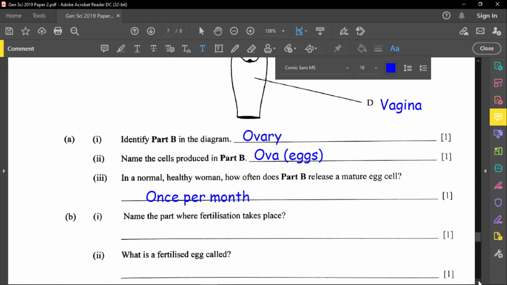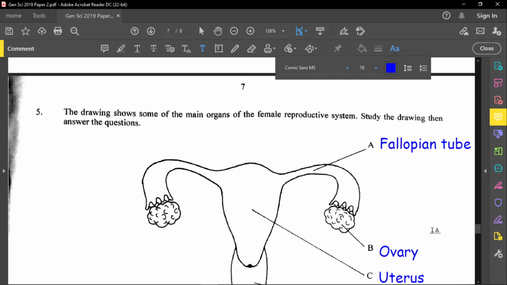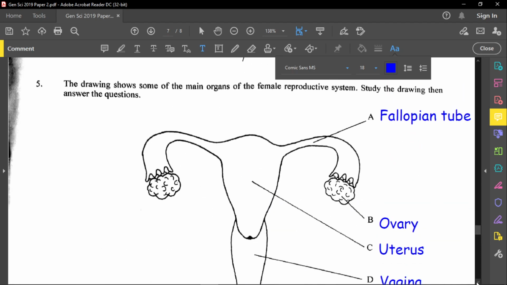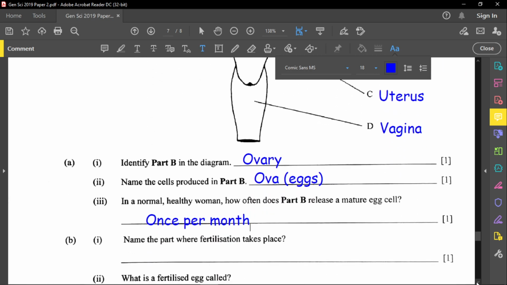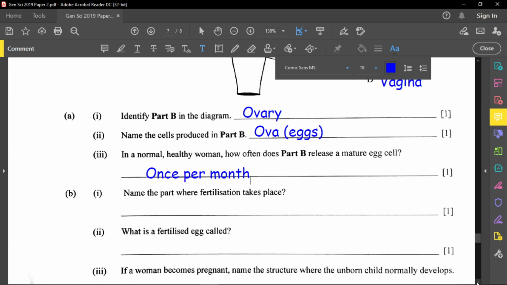Now the part B now said name the part where fertilization takes place, and fertilization takes place in part A. But please remember that they ask you for the names. So if they ask you for names, when they say names, please put name. All right, do not put letter when they say put name. Okay, so be careful with that. So here now it is fallopian tube. Okay. The fertilization takes place in the fallopian tube.